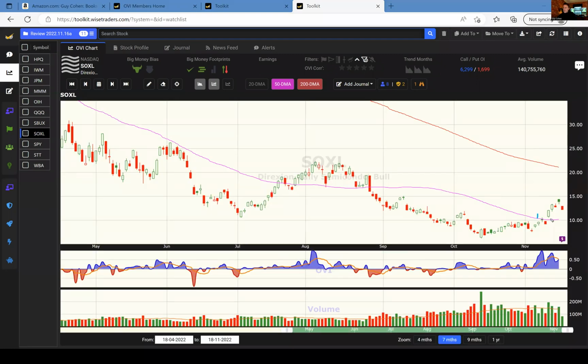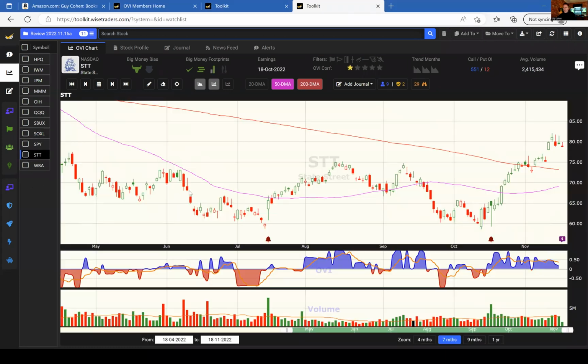We didn't quite get the sideways move, but this looked pretty interesting to me in terms of the SOXL, the semiconductor ETF. State Street, let's have a look at that one. These are just some random ones here. A bit ragged, but you see what happened there, and it did bounce up, and et cetera, et cetera.